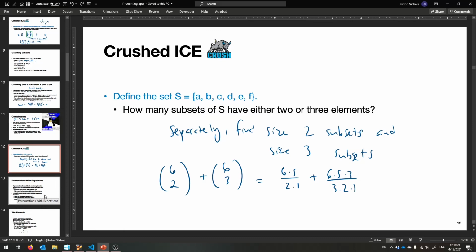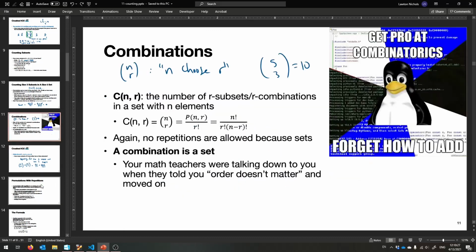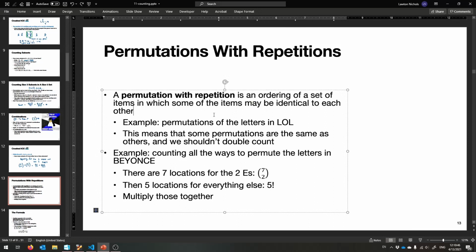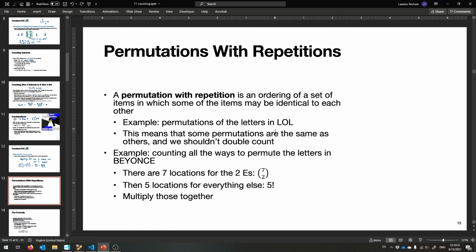So that is combinations. Now let's do something in between, which is fun. Let's do permutations, but this time we get to have repetitions. Oh man. When you have a permutation with repetition, it means you're trying to order a set of items, but some of those items are identical to each other. So some orderings would get double counted if we tried to do the combination method, for example. Or sorry, the permutation method.